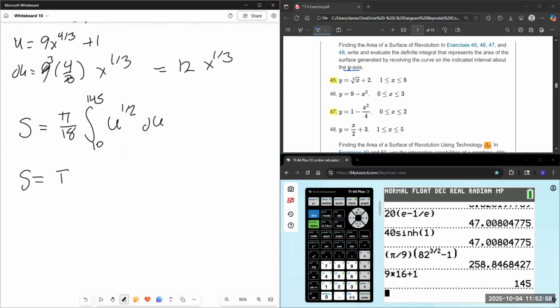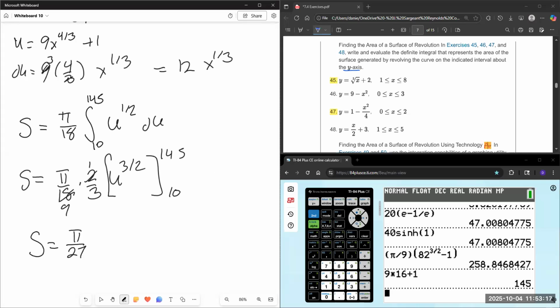So this is going to be S is equal to pi over 18, u to the 3/2 times 2/3, as u goes from 10 to 145. This is 9. S is pi over 27 times 145 to the 3/2. I promise you that doesn't break down anymore. And 10 to the 3/2, that doesn't break down anymore. I could make it 145 root 145 and 10 root 10, but it's the same thing.